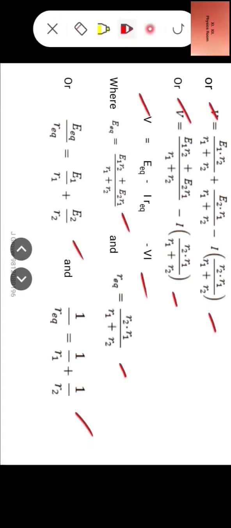Now this is how we have the expression for equivalent EMF of two cells when connected in parallel, and also the expression for equivalent internal resistance of the combination of two cells in parallel.